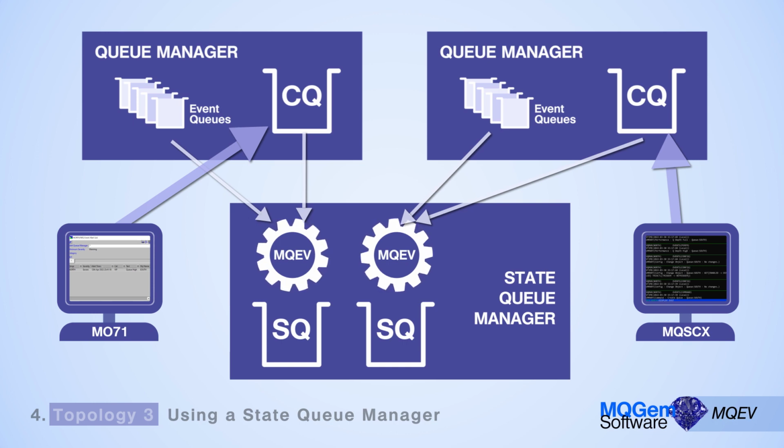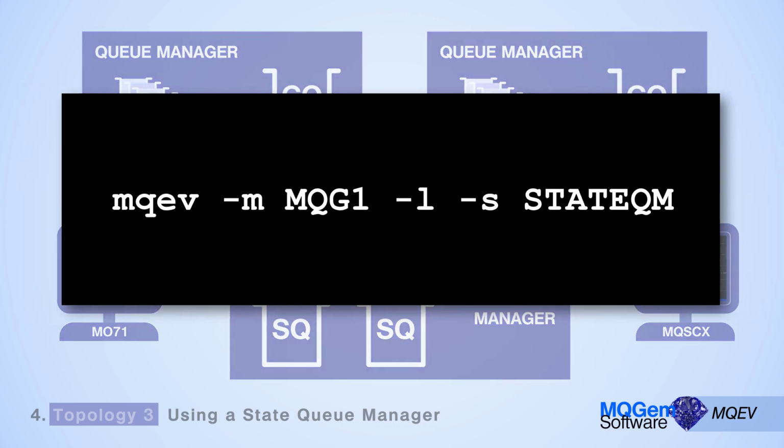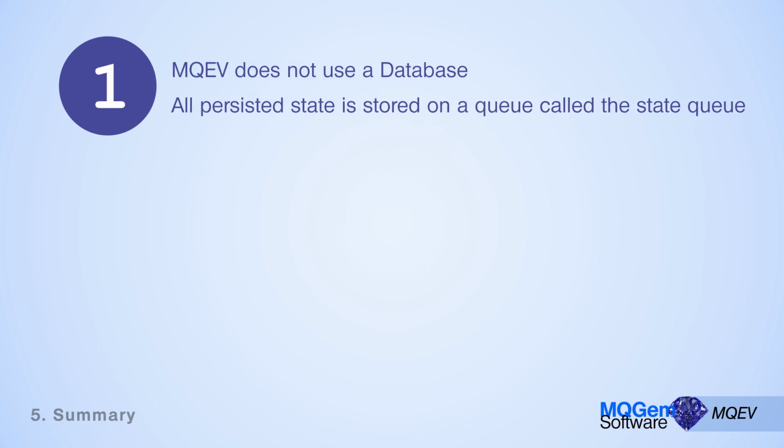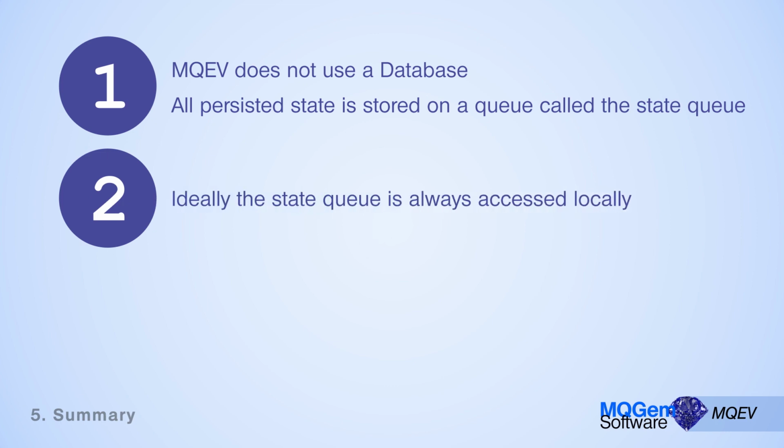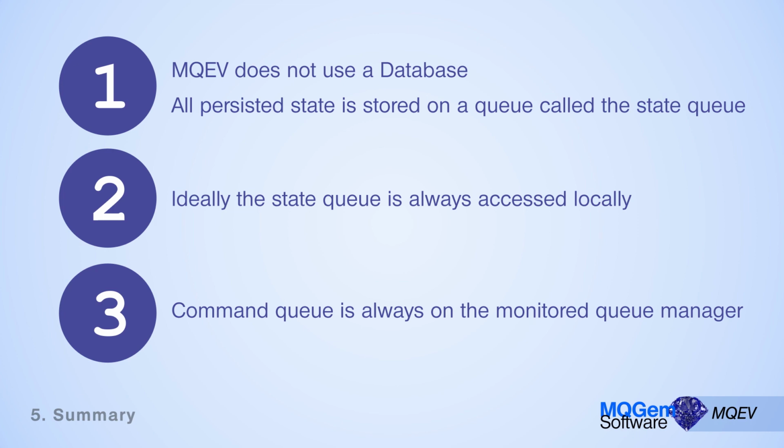To run the MQEV program in this way, issue a command of the following format, where state QM is the state queue manager and -L indicates the connection to MQG1 is over a client. To summarize, MQEV does not use a database. All persisted state is stored on a queue, which we call the state queue. Ideally, the state queue is always accessed locally. The MQEV command queue is always on the monitored queue manager.